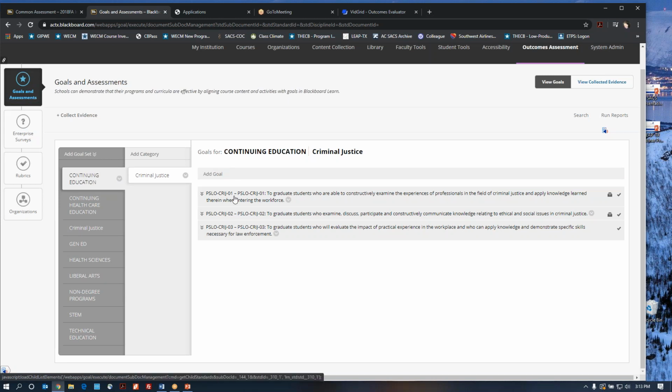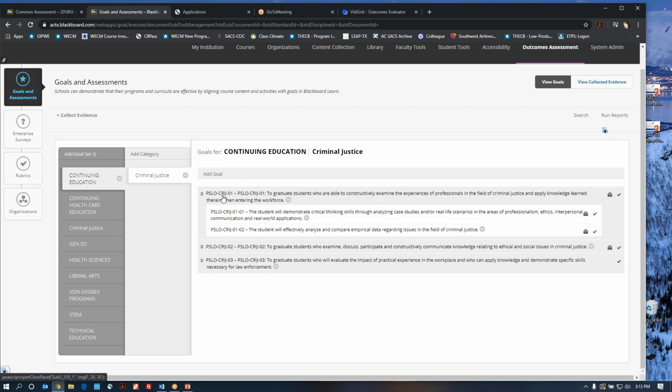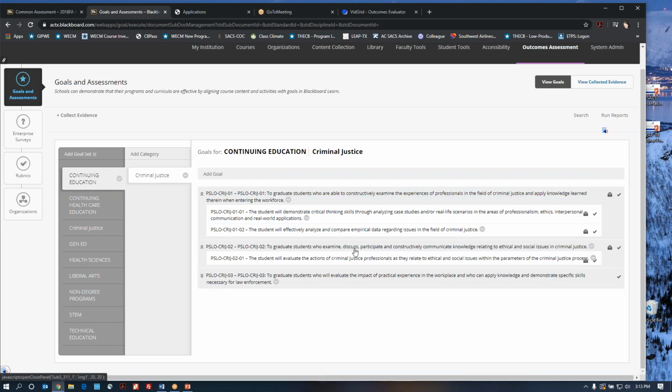So these are those learning outcomes from the curriculum map. So we've got the main goal to graduate students who are able to constructively examine experiences, etc. And then we've got those child goals, or those specific measurable learning outcomes. So we've got 2 learning outcomes and 1 goal. Then we look at goal 2 for criminal justice, same thing. We've got 1 learning outcome there.